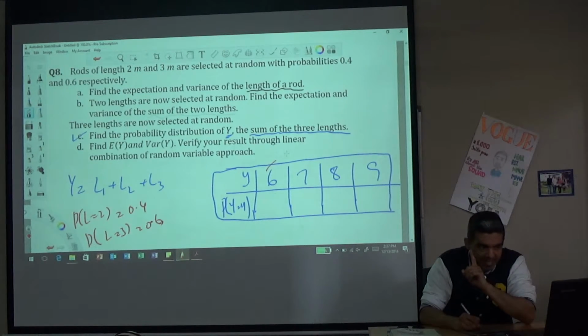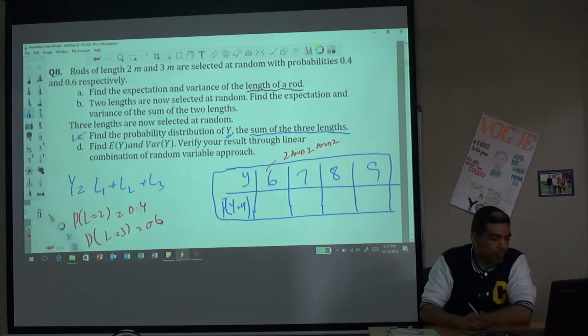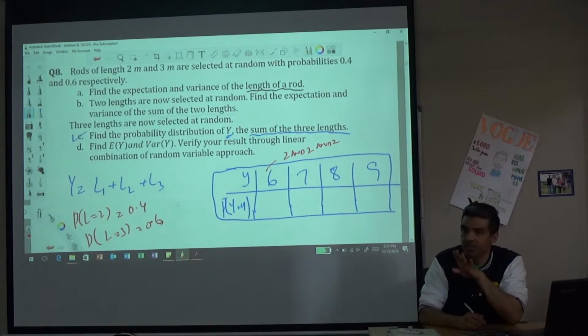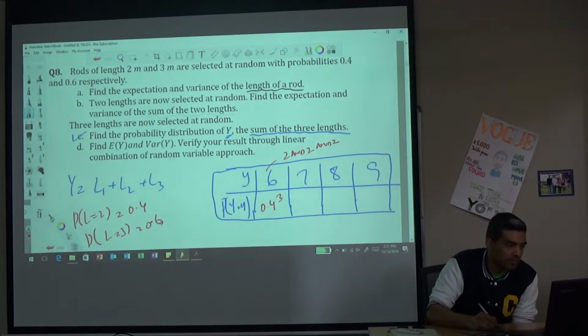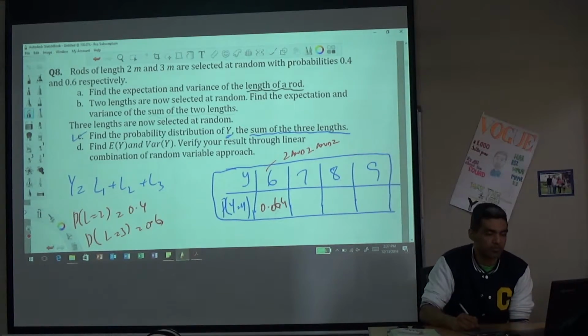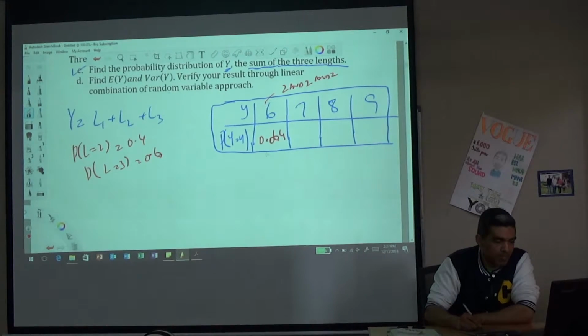How did you manage to get a 6? You got a 6 by taking 2, a 2 and a 2, three 2's. That means 0.4 into 0.4 into 0.4. Do we agree on this? So I'm just writing 0.4 cube here. You know what it is. Okay, tell me what it is. 0.064. Okay, let's just write it down: 0.064. That's 0.4 cube. So I'm just indicating over here that this is 0.4 cube.